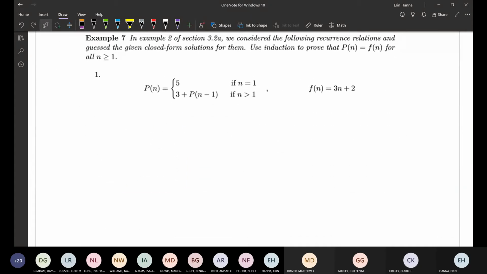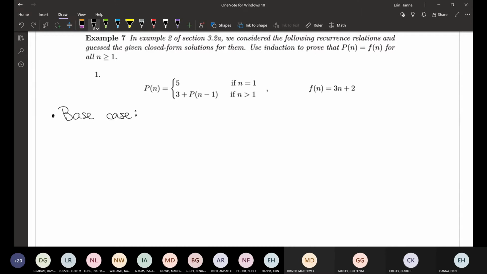So back on Tuesday, we showed that this recurrence relation was, we guessed the closed form of 3n plus 2. We did. So now we're going to prove that that actually is the closed form for that recurrence relation. We're going to use induction. So step 1, base case. If I don't write a little smaller, I'm probably going to run out of space.